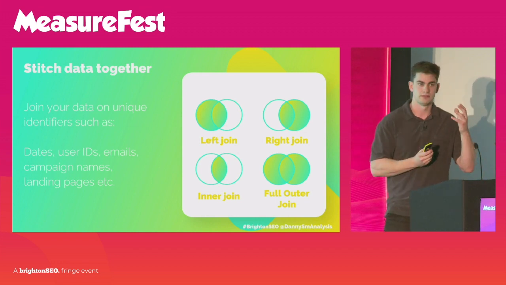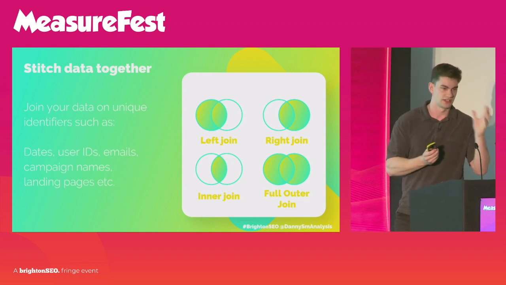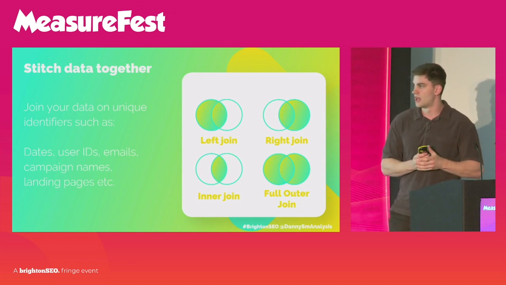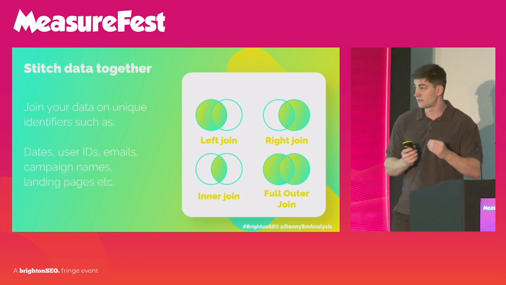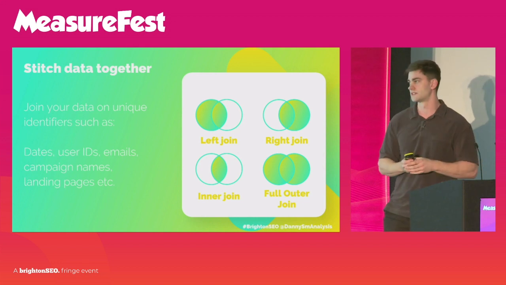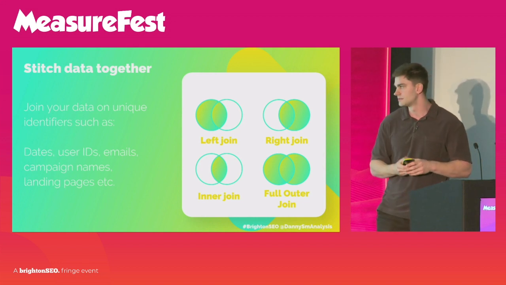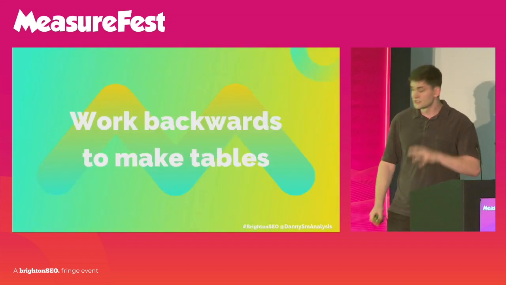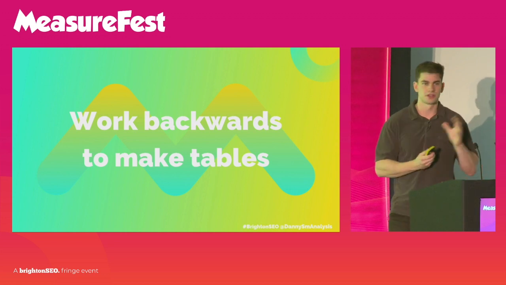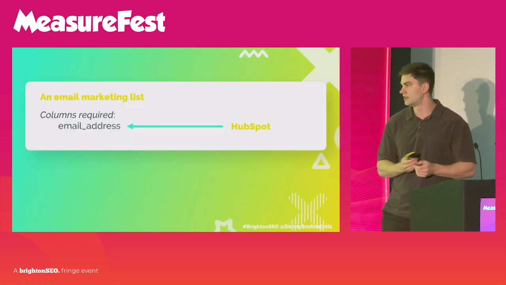It could be a landing page in the instance of Search Console and GA4, maybe dates. If you want to go really granular, you can select user IDs or emails, those kinds of things, campaign names as well. So yeah, you want to work backwards to make tables. So we're going to go through a couple of examples of how that looks.